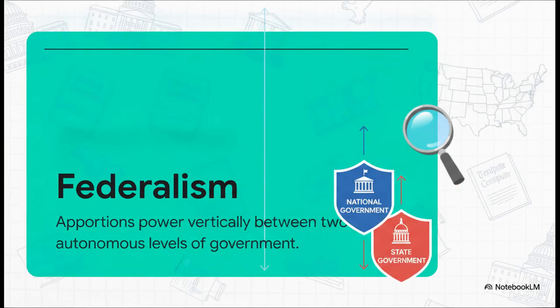Finally, federalism. This is an institutional arrangement that apportions power vertically between 2 autonomous levels of government, national and state. It means you are governed by both your state government and the national government, and both have the capacity to act directly on your behalf.